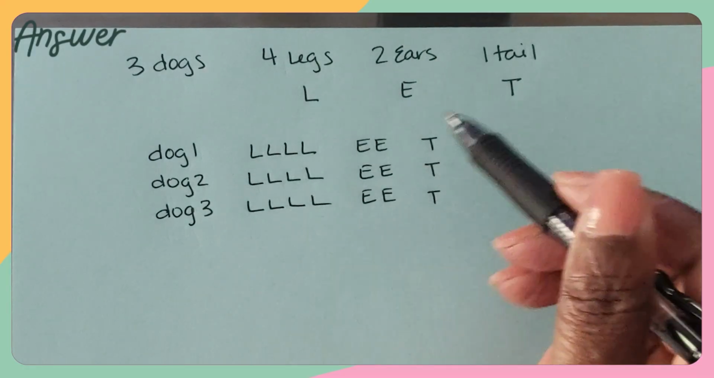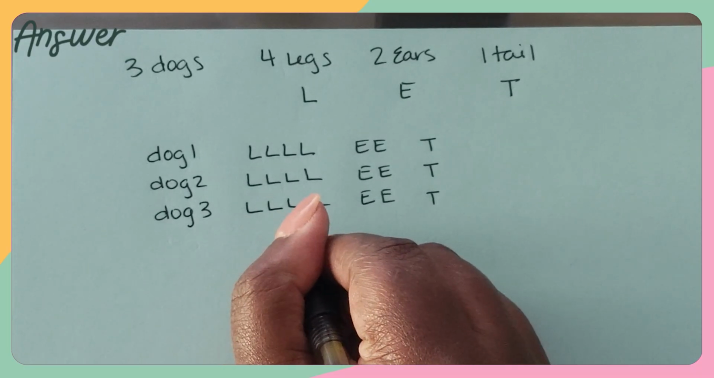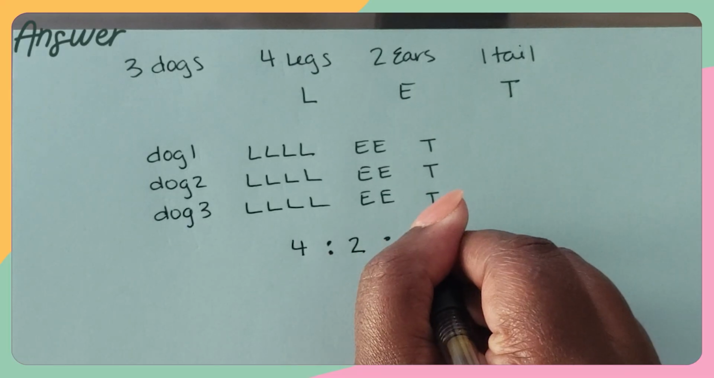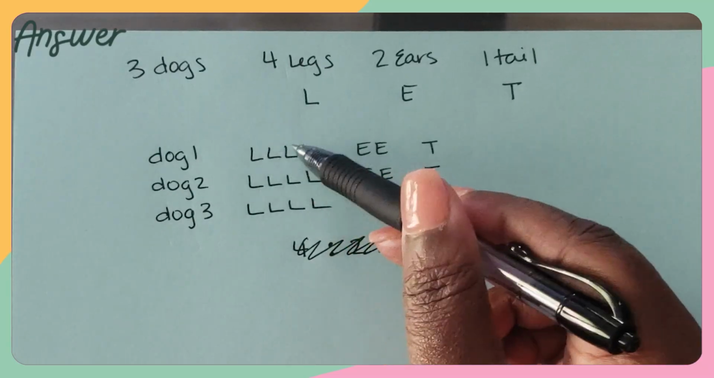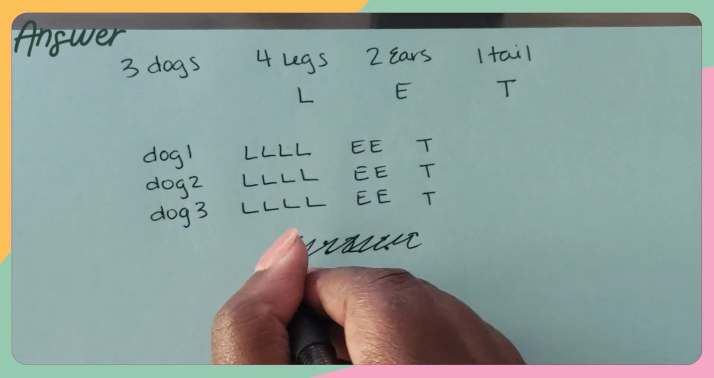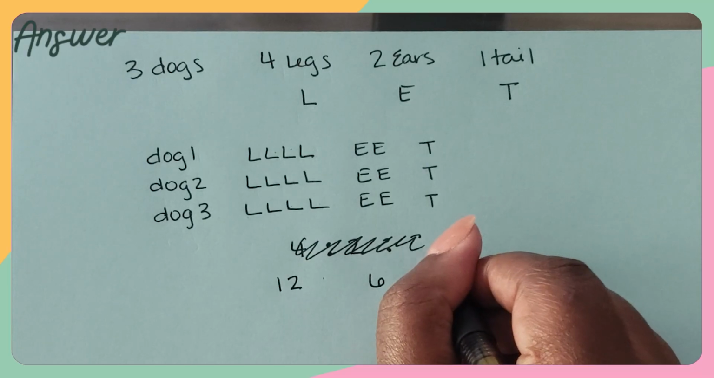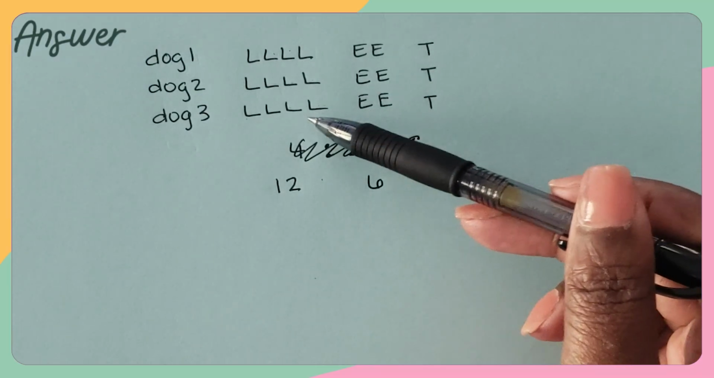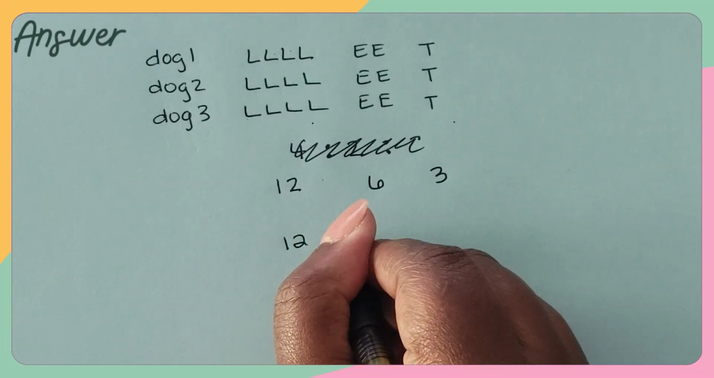All right, so if I write this out, that means I have 4 to 2 to, oh, no. That is not 4 to 2, those are 12. So 1, 2, 3, 4, 5, 6, 7, 8, 9, 10, 11, 12. Just like multiplication. 12, 6, and 3 all together. So if I want to know the ratio of legs to tails, it is going to be 12 to 3.